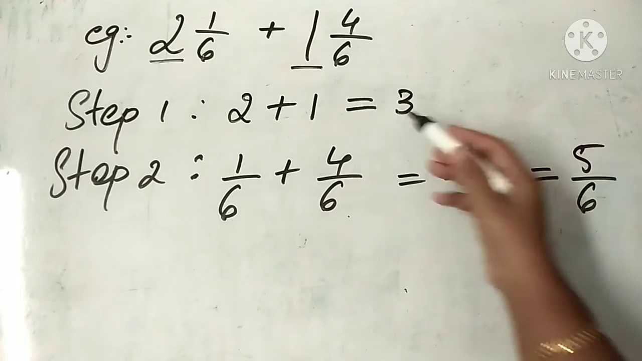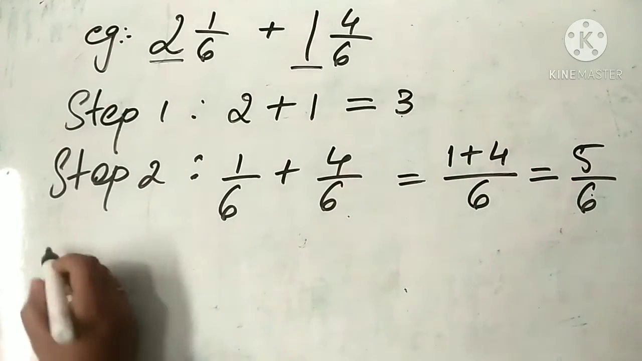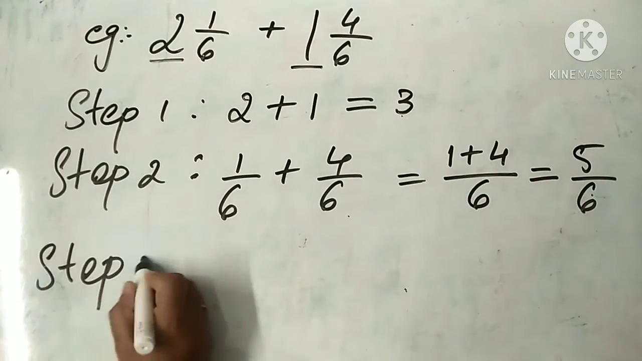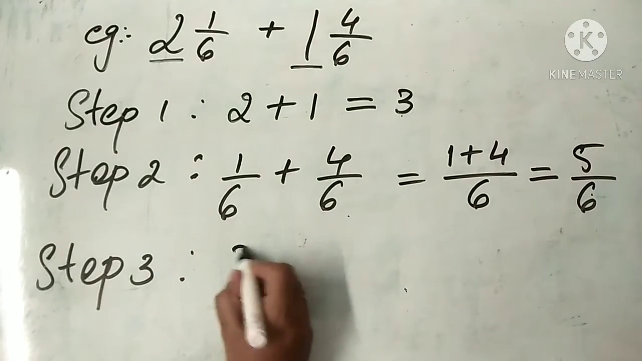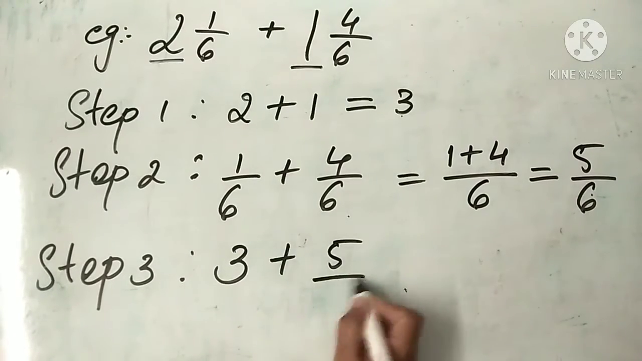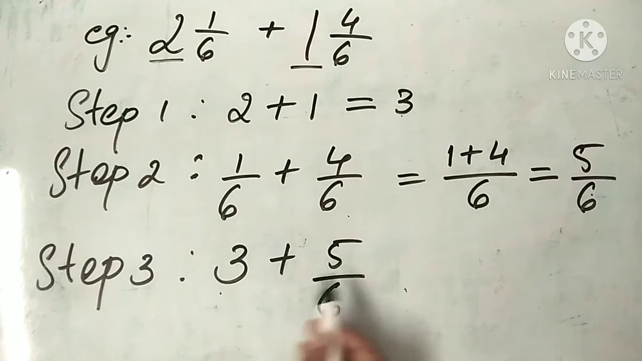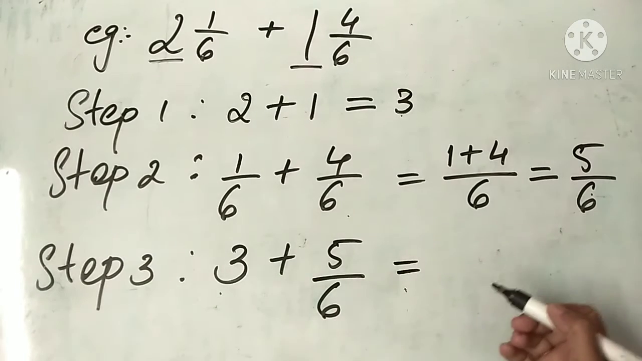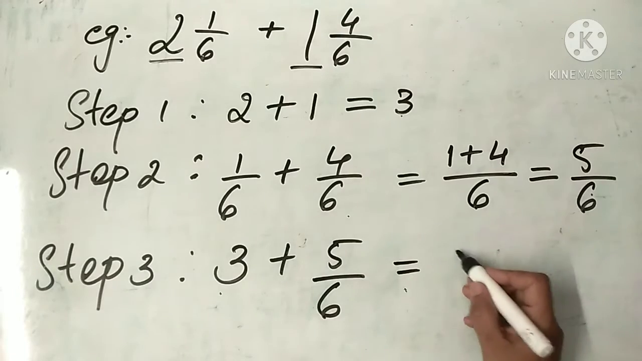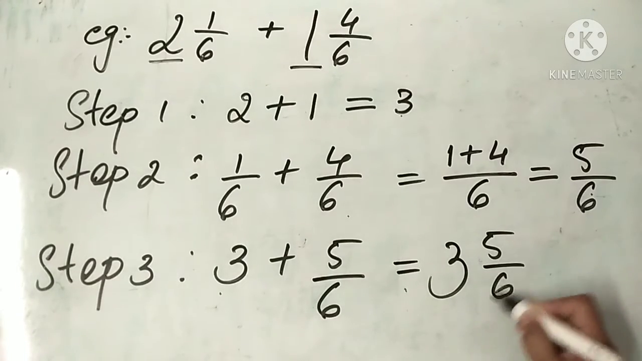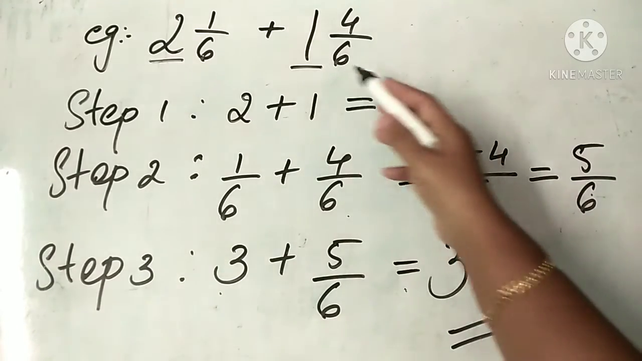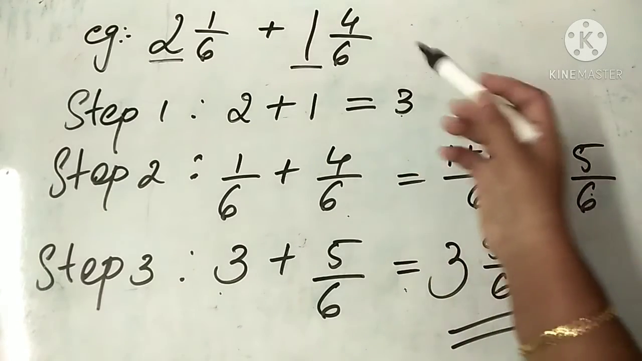Last step is add both. So step 3 is add both the answers. 3 plus 5 by 6. 3 is a whole number and 5 by 6 is a fractional part. So we just need to combine these two. 3, 5 by 6 is the answer for 2 1 by 6 plus 1 4 by 6.